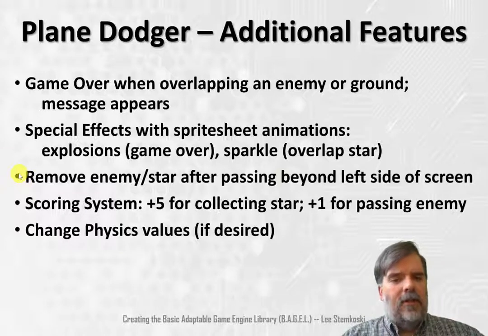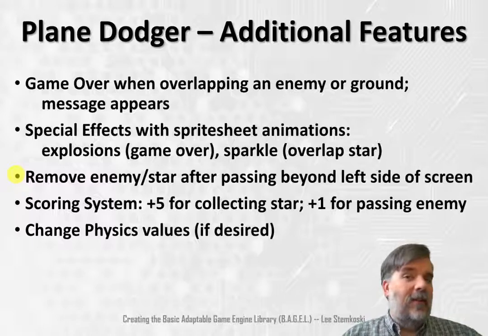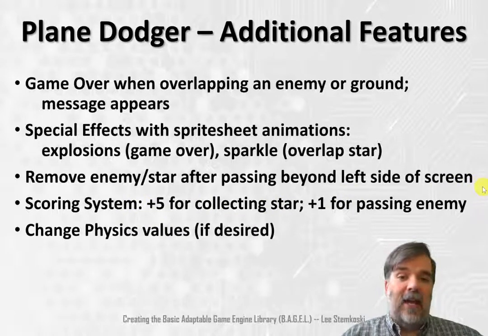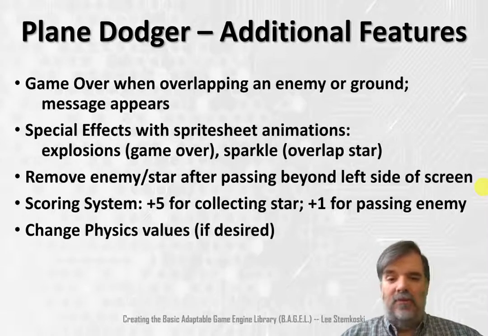In addition, we mentioned this in the previous videos, but once an enemy or a star passes beyond the left-hand side of the screen, there's really no reason to leave that in the associated group. So within the update function, you probably also want to check if each enemy or each star has passed beyond the left-hand side of the screen. Maybe if the position X coordinate is less than -30, or whatever the width of those objects are. Whenever that's true, you'll want to go ahead and remove those from the associated group.